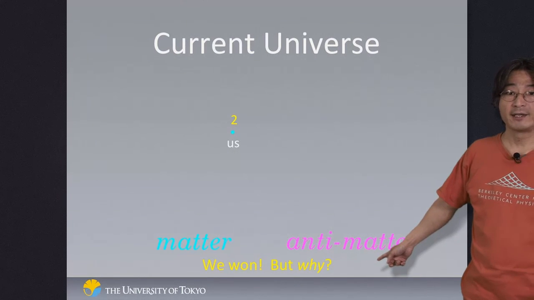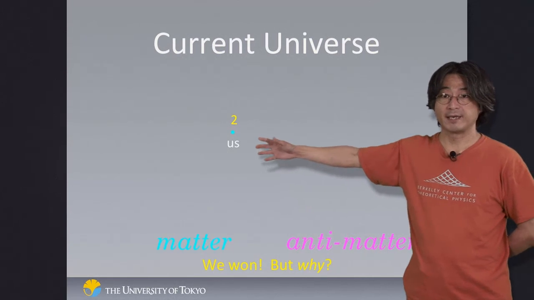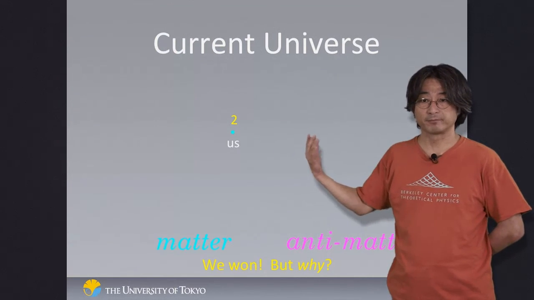So how do you think it could possibly have been possible that we survived the Big Bang by this tiny difference between matter and antimatter? Any ideas?